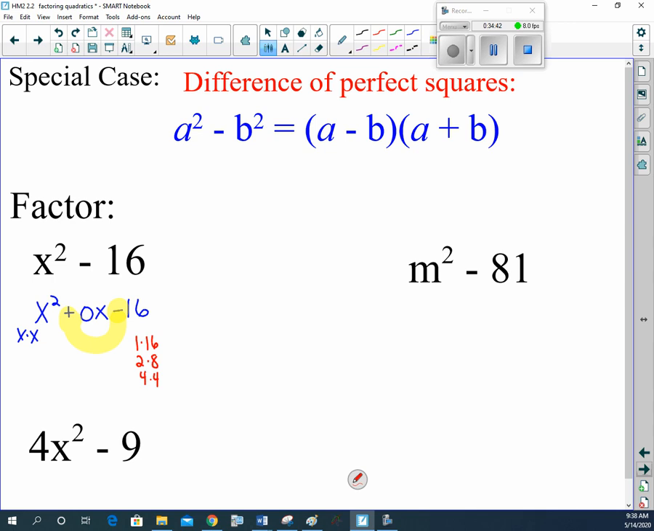So you can't make a 2 and an 8 work because there's no way to add a positive or negative of that to get a 0. So you know you're going to have to use the 4 and the 4 and the x and the x. Those are identical. Those are perfect squares. That's why it's called difference of perfect squares.